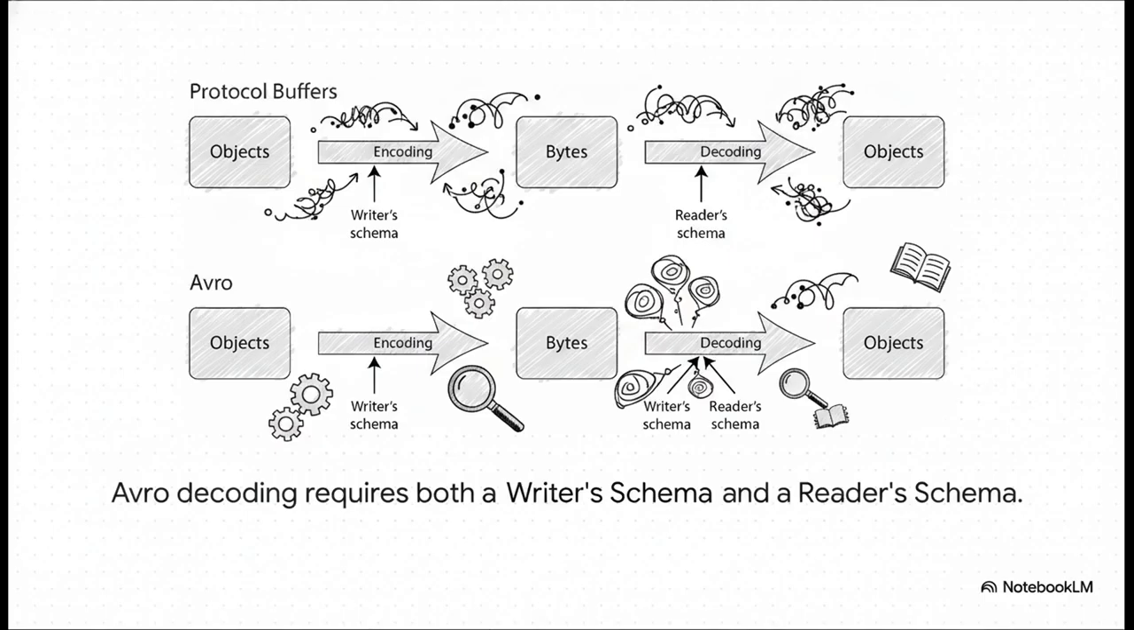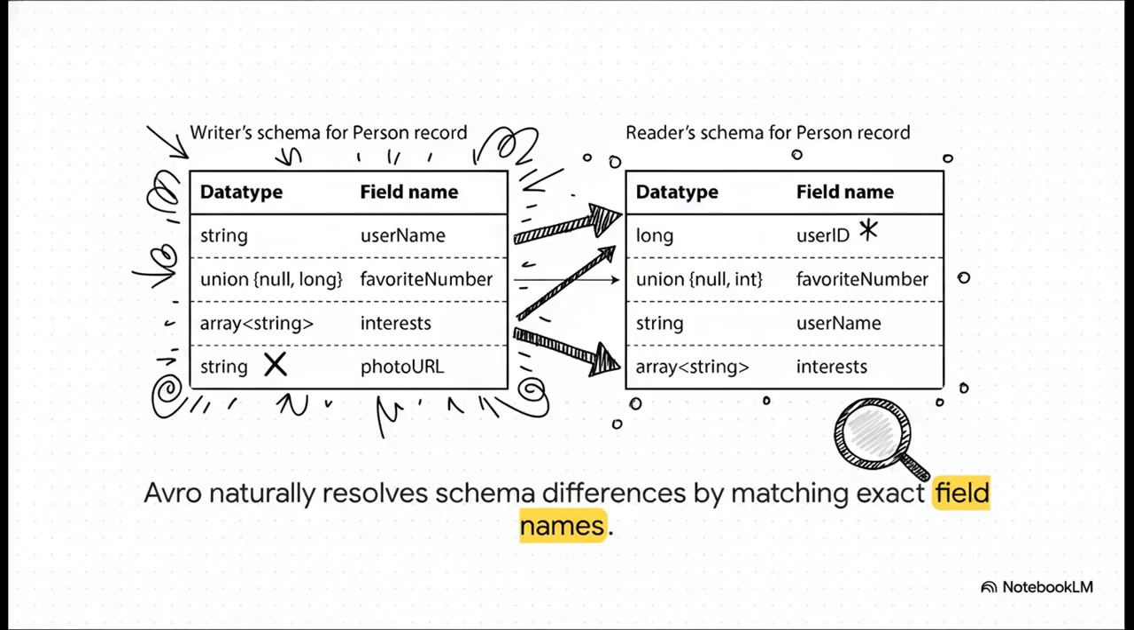You might be wondering, how does the reader even get the writer's schema? It depends on the context. Storing millions of records in a giant Hadoop file, the writer's schema is just slapped at the very top of the file once. Talking over a network via RPC, the apps exchange schemas during the initial handshake. Once the reader has both, it can flawlessly decode those raw bytes. Let's see how it resolves differences.